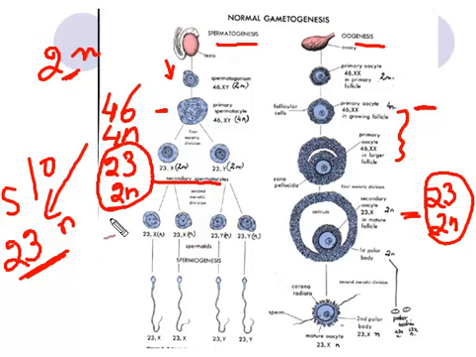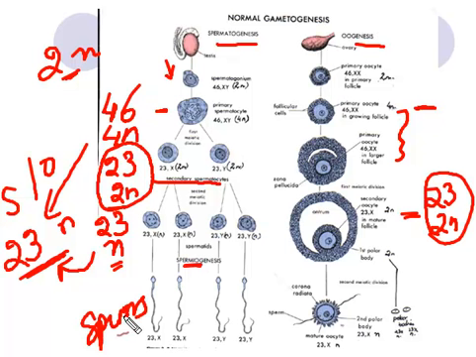Now in spermatids, the chromosome number remains the same, but the DNA now becomes half. So you can see that the DNA is half, which is what we aim to get. And then these spermatids undergo spermiogenesis, which is just a morphological change, and they become sperms. So sperms therefore also have 23 plus N.